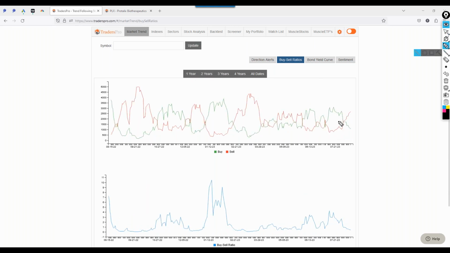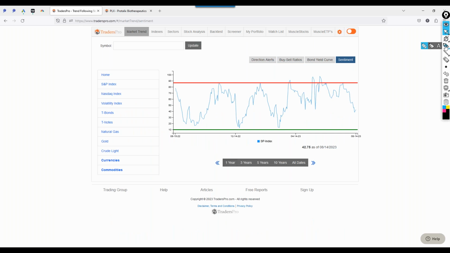Is red above green? I may not want to add aggressively into portfolios currently. I also may want to be considering tightening up my stop losses on winners and exiting losers. Money management, clean out the portfolio scenario. And the sentiment is also moving lower.